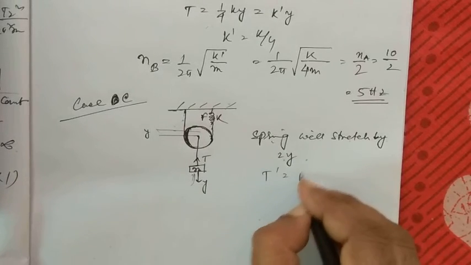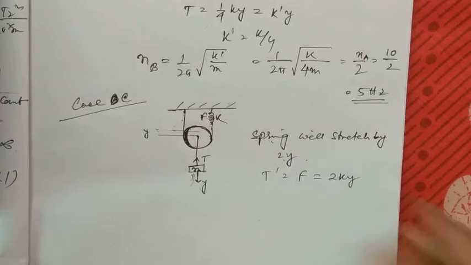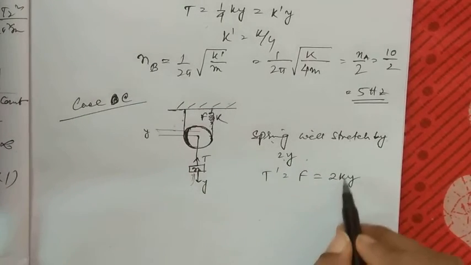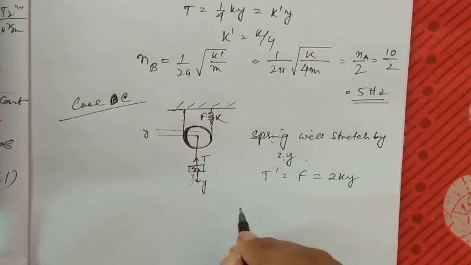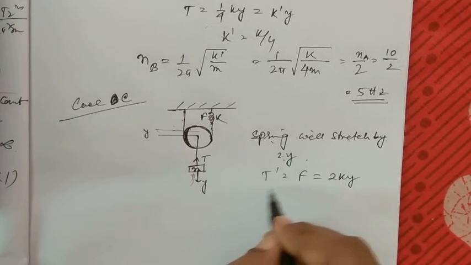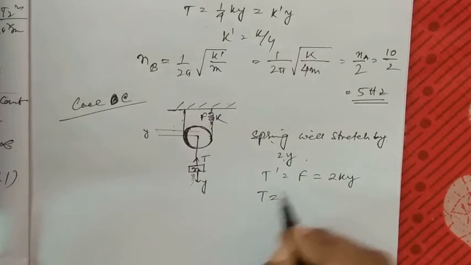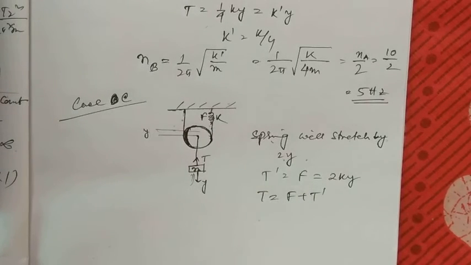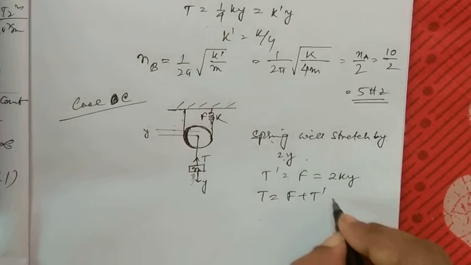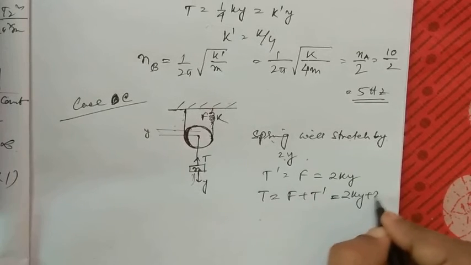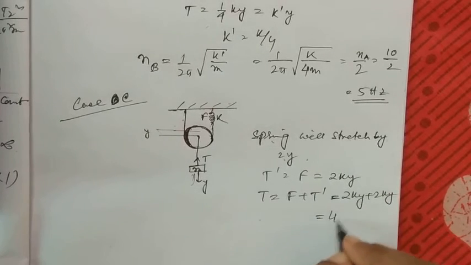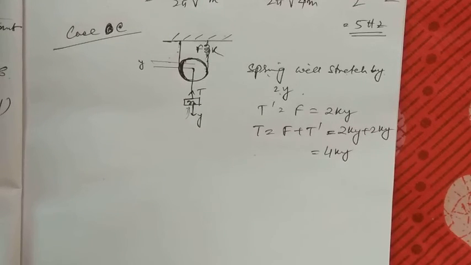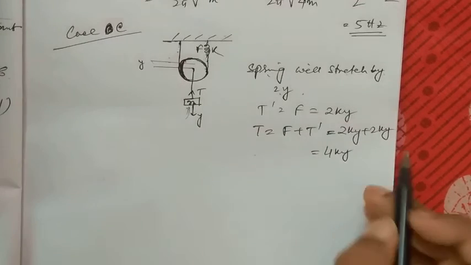So T dash is also equal to F is equal to 2 ky. The spring displacement is 2y, so k into 2y, so 2 ky. Now as the pulley is massless, what is the value of T? Or rather we can say F plus T dash is equal to 2 ky plus 2 ky, which becomes 4 ky. So the tension T dash becomes 4 ky.